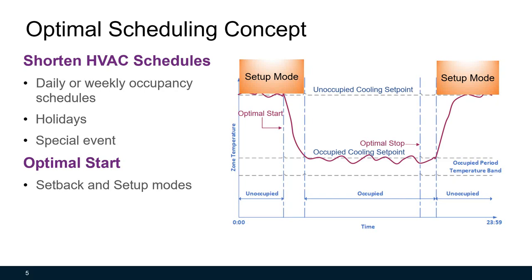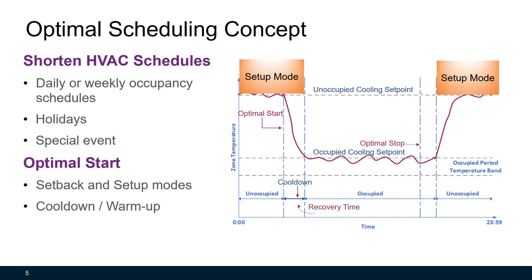Because of the thermal mass, the zone temperature would not immediately go up or down significantly. However, optimal stop does not have a significant energy saving impact and is not widely known or used, so we will not talk about it further in this short presentation. Also, when you stop the HVAC system during the occupied period, the ventilation requirements for the building may not be satisfied. Cool down or warm up mode is from the optimal start time to the beginning of the occupied period.